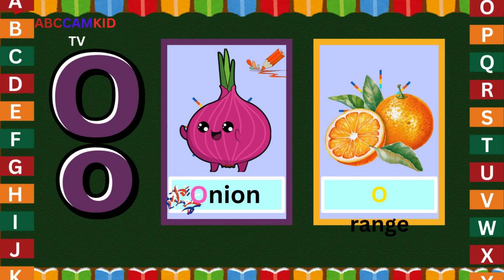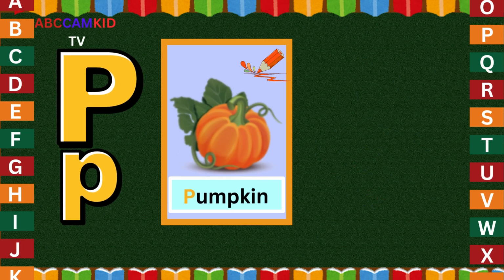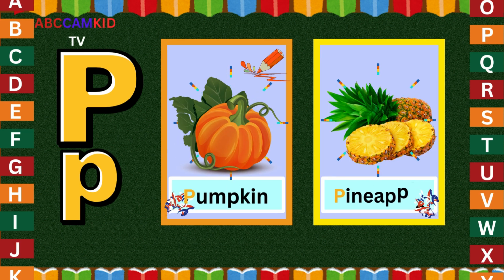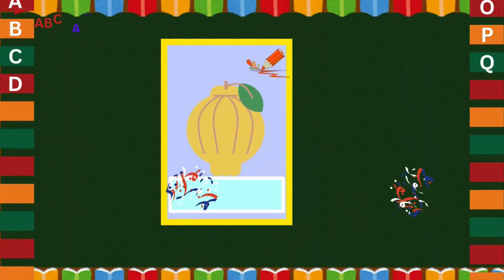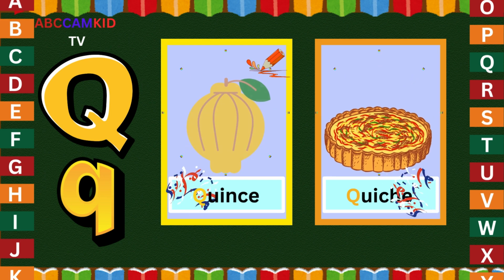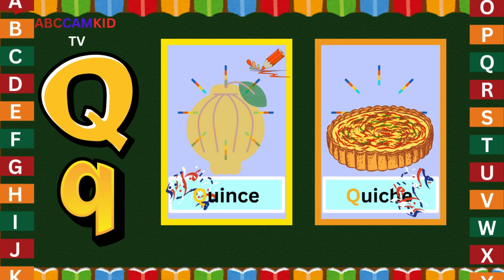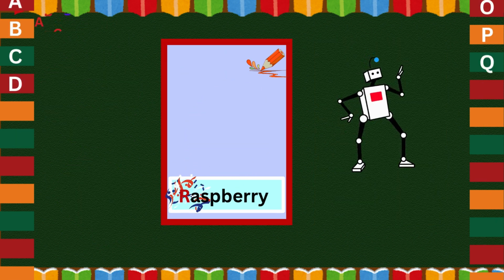P for pumpkin. P for pineapple. Q for quince. Q for quiche. R for raspberry. R for robot. S for strawberry. S for seahorse. T for tamarind. T for turmeric. U for urchin. U for UFO. V for vanilla. V for vegetable.